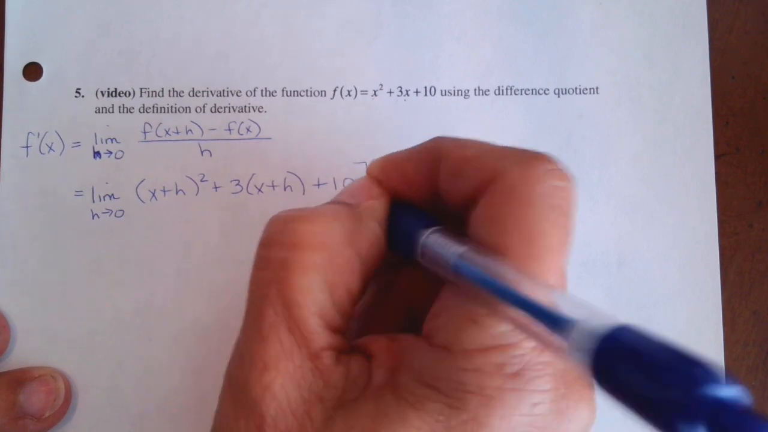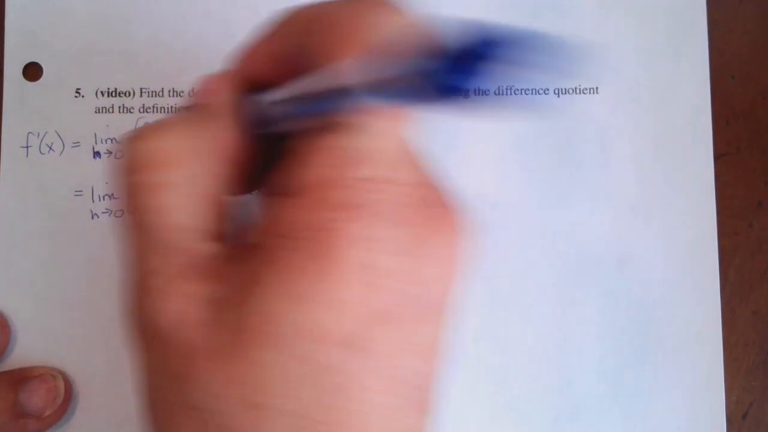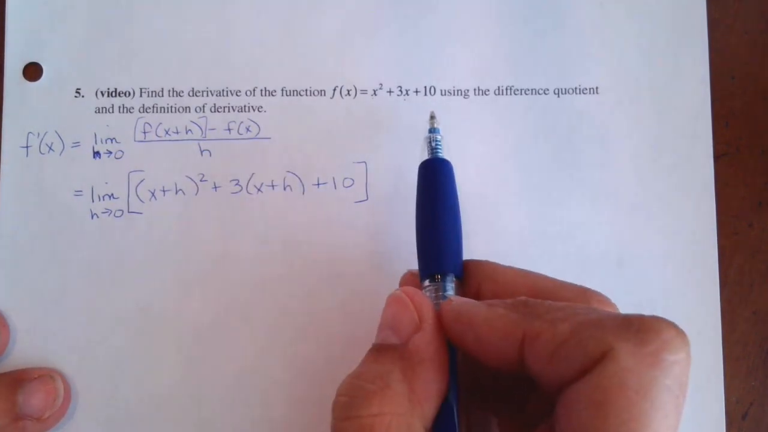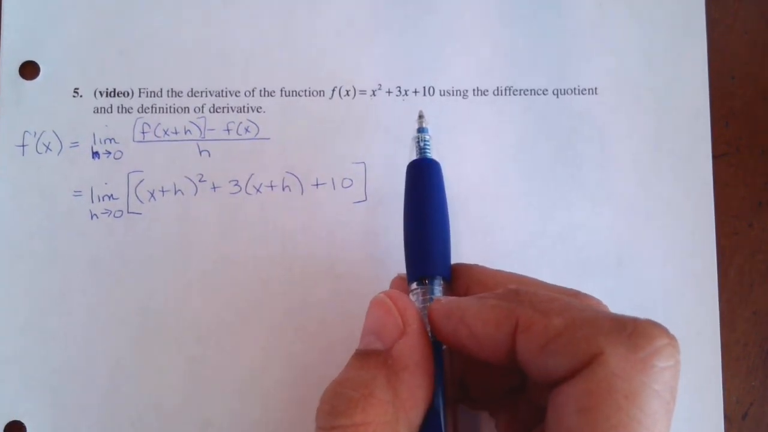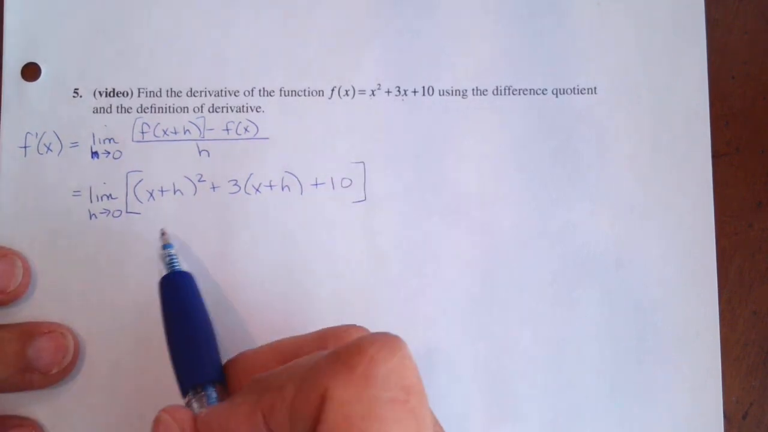And I'm going to put that in brackets just so that you can see it. That is just this piece right here. Okay? That's that piece. That's all of that. So all that means is take whatever function you're given and replace the x's with x plus h. So it's not hard. That's what you're doing.